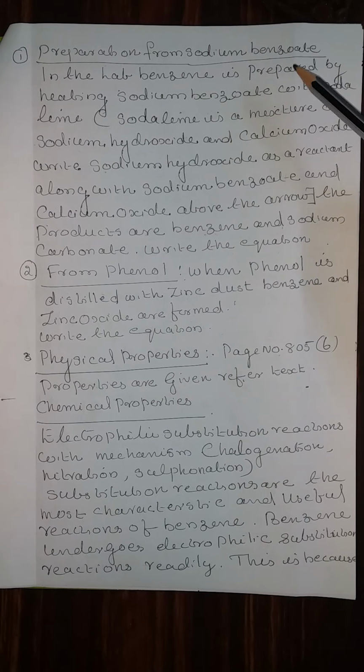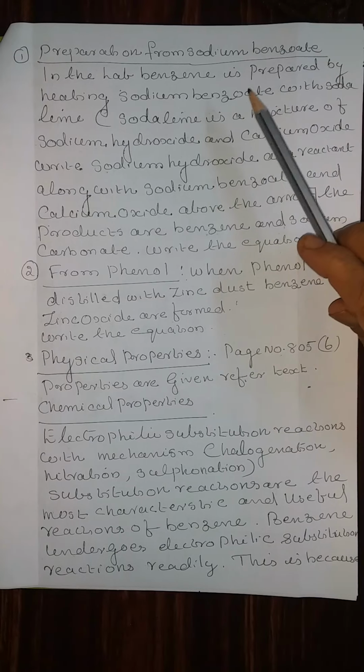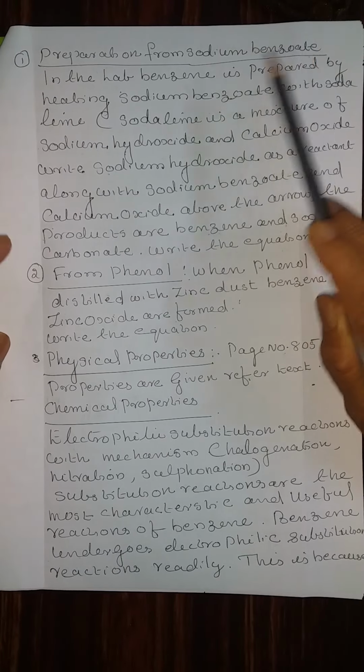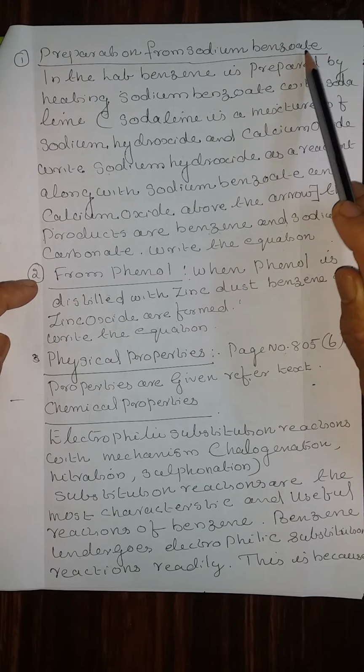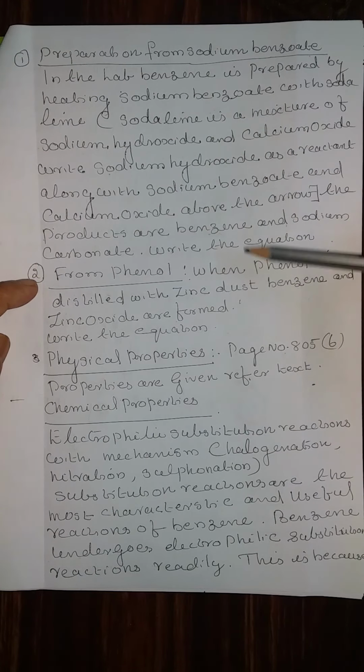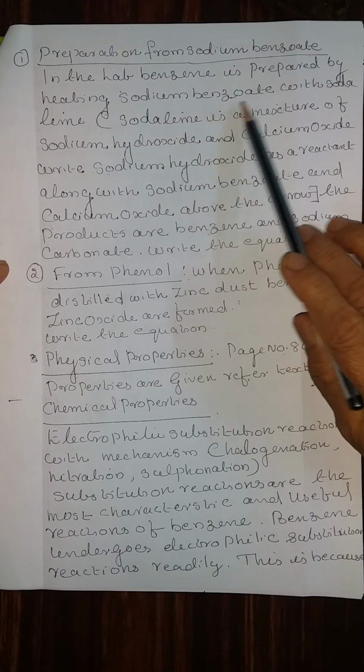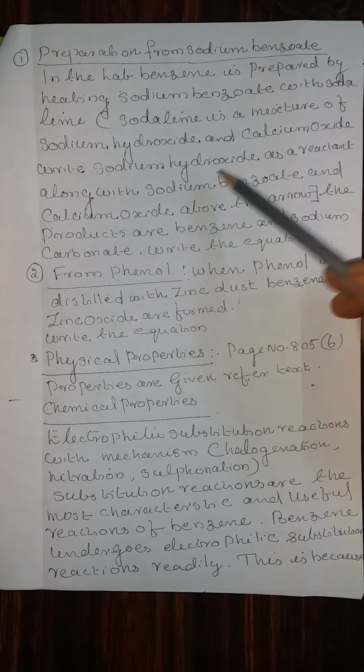Preparation of benzene. First method of preparation from sodium benzoate. Knowing the formula of sodium benzoate, you can write the equation. In the lab, benzene is prepared by heating sodium benzoate with soda lime.